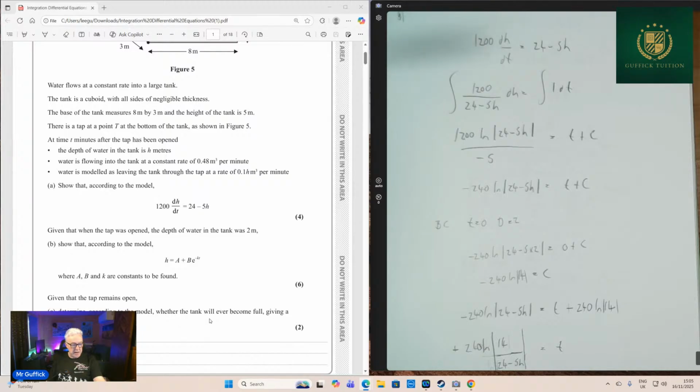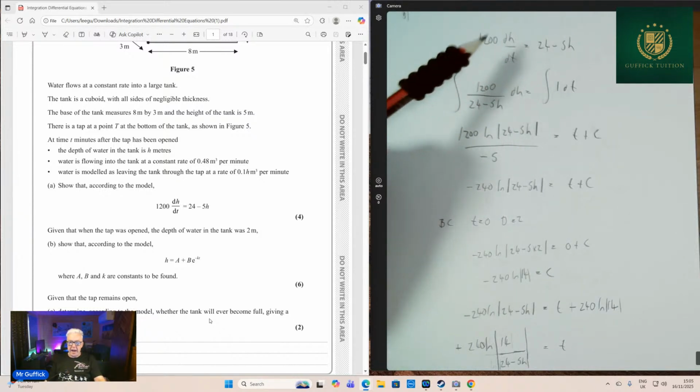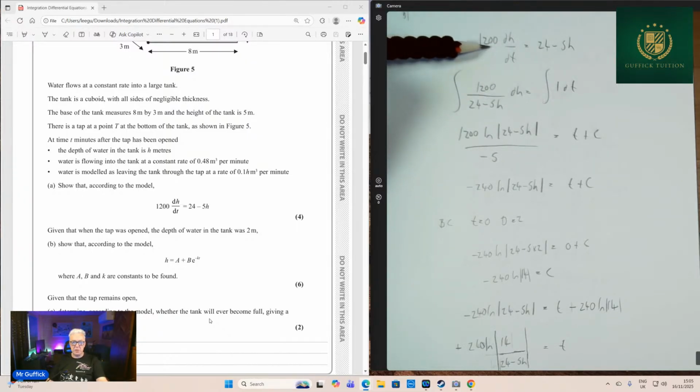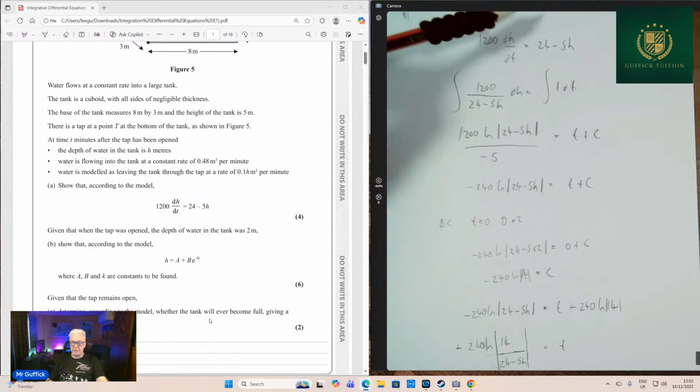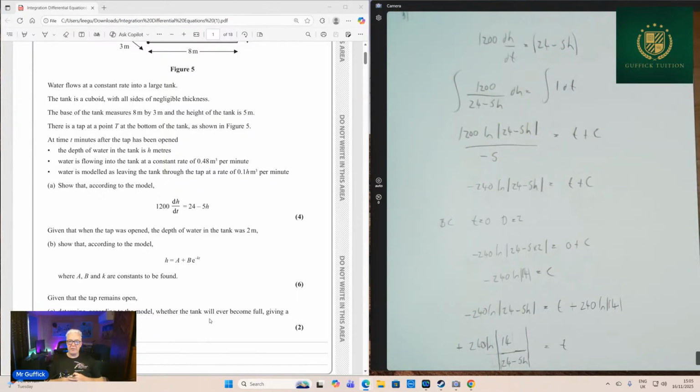And we're going to use a technique called separating the variables. Okay, so we're going to separate the variables. Now, what that means is you basically get everything that has an h over one side of the equation, and everything else is going to go over the other side. Okay, so we're going to have 1,200, and we're going to have 24 minus 5h on the other side of the equation. So I've divided everything essentially by 24 minus 5h.